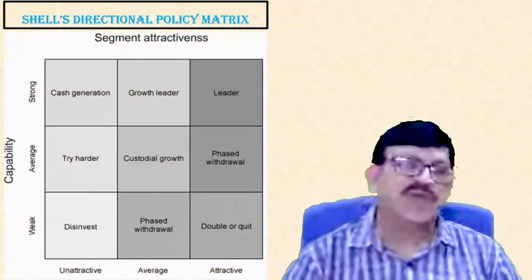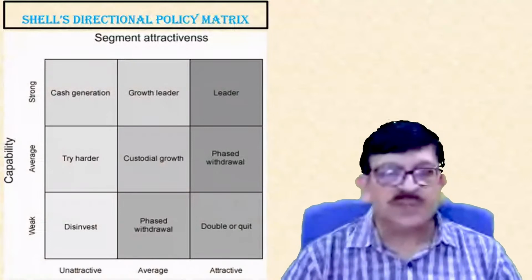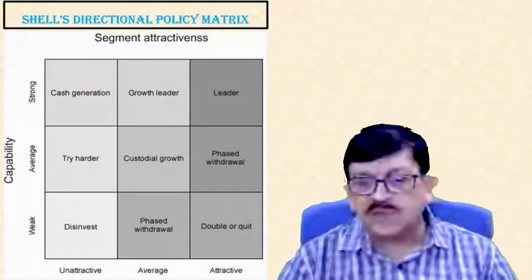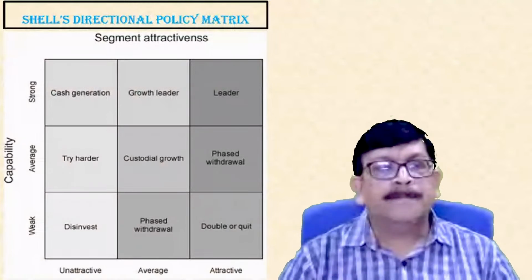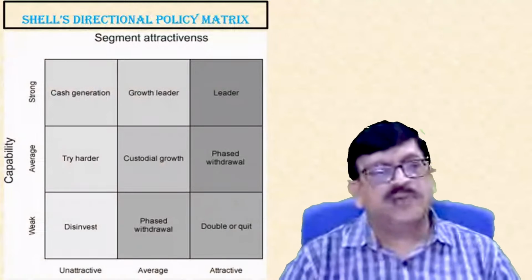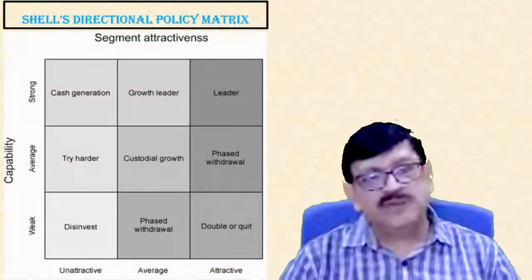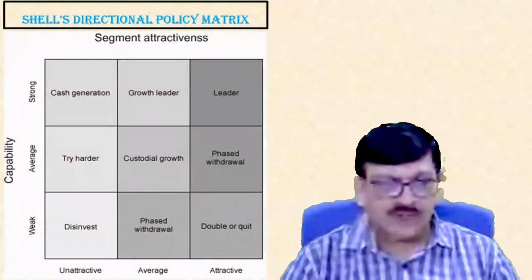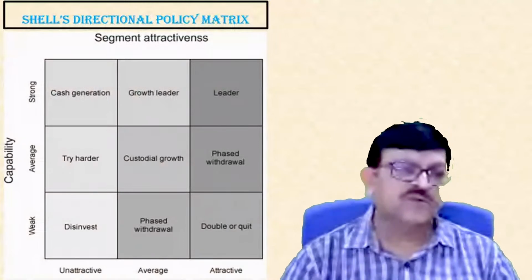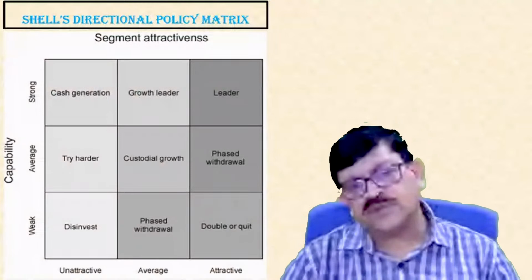Custodial business would be an average, so you can be there for some time, and then you can come out of it at some point of time. If it is weak, the problem starts if your capabilities are weaker, even though the attractiveness is there. Of course, when it is unattractive, there is no point in being there, so you need to disinvest.